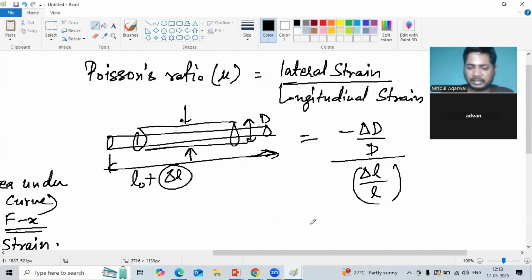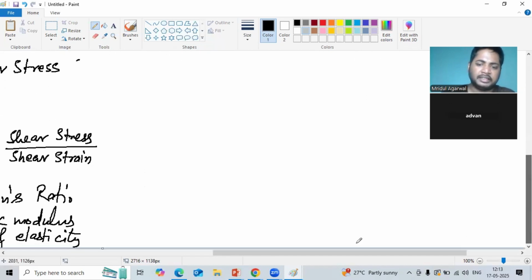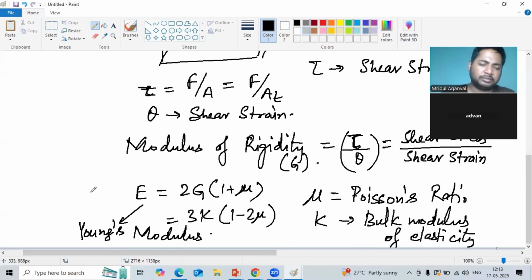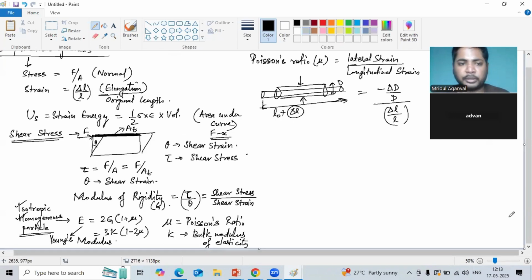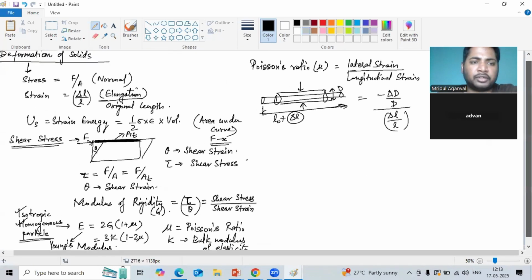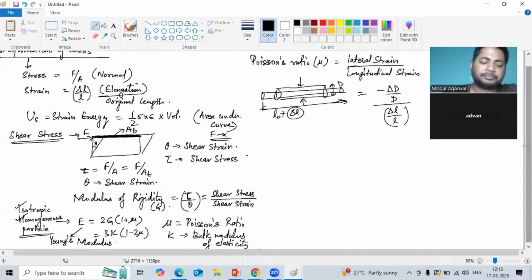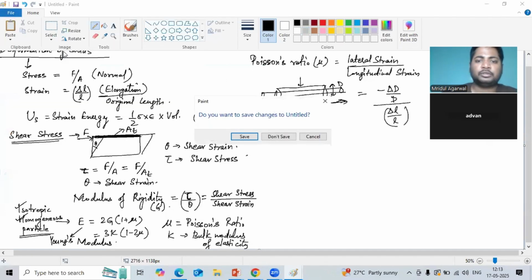So these are the terms, and you can use these relations for homogeneous and isotropic bodies. Homogeneous means similar types of particles, and isotropic means that in all directions the system will behave in a similar manner. The properties will be similar, correct? So this is the part for the deformation of solids. I solved some problems based on this as well. You can also go through them.